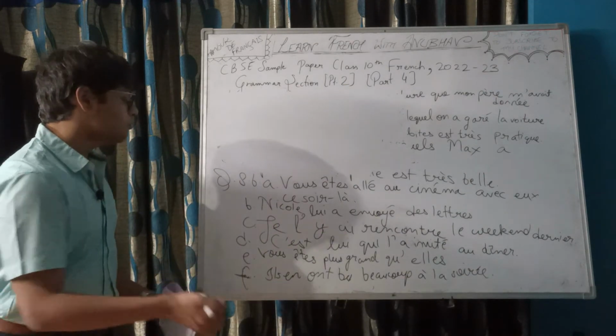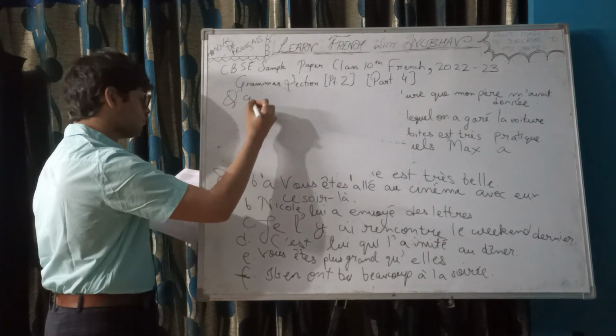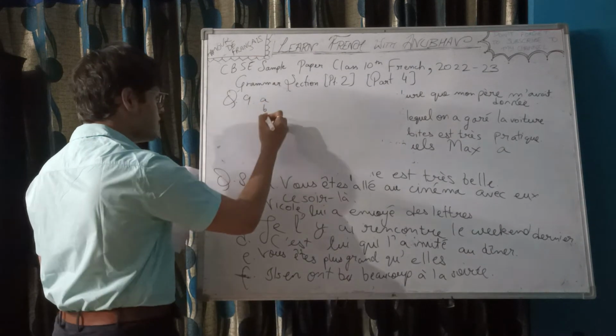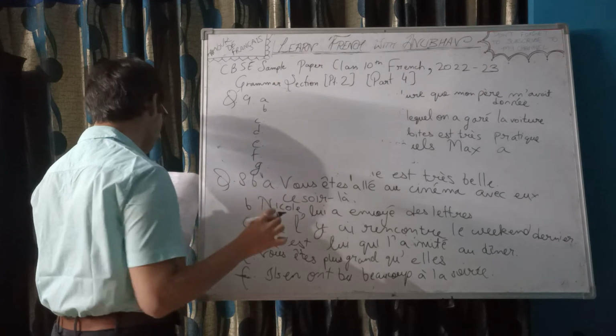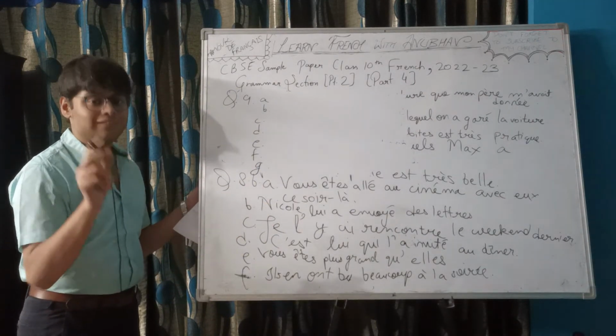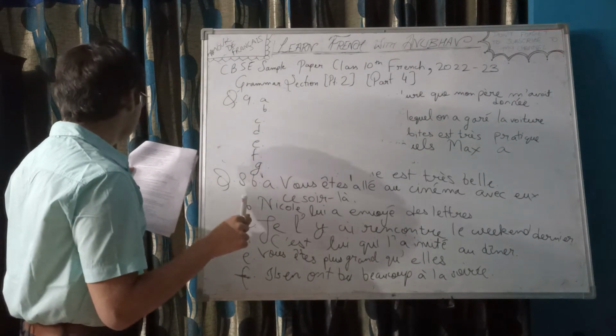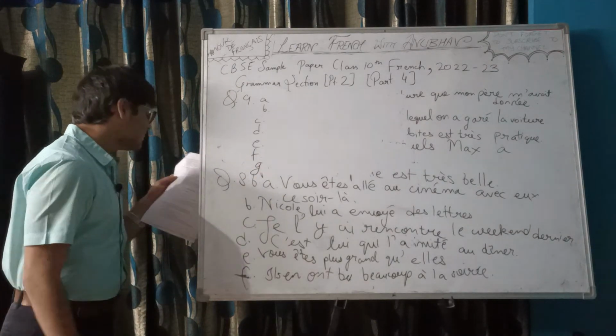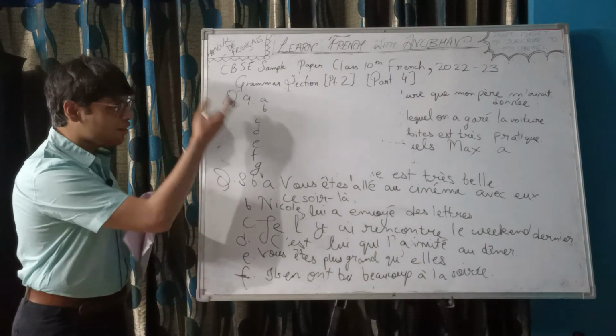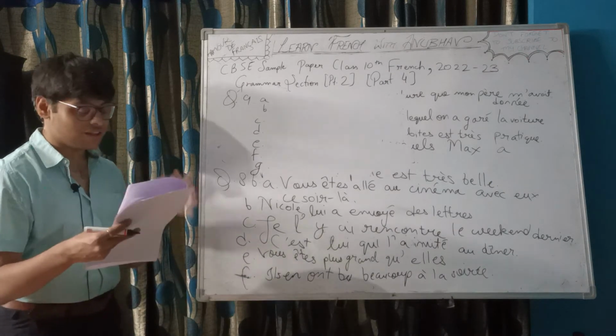So, question number 9. A, B, C, D, E, F, G. You need to attempt only 5, but we will do all the parts. So, il est nécessaire que, subjonctif, right? All the 7 parts we need to do with subjonctif.